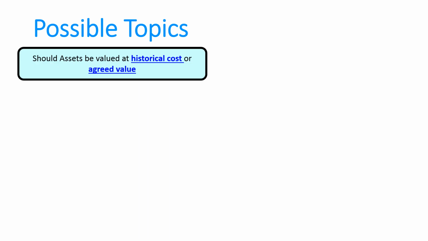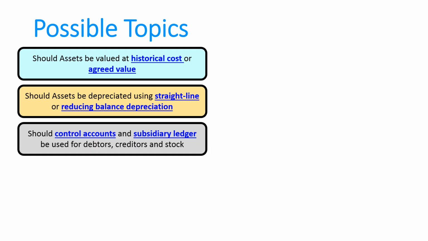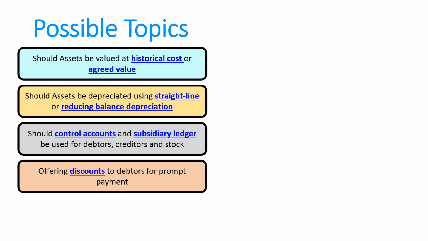Possible topics, look, there's no set list here, so I've just identified some of the more common ones. It could be to discuss whether assets should be valued at historical cost or agreed value. Should assets be depreciated using straight line or reducing balance? So we can see with those two, that could be an arguments for and against type question. What about should we use control and subsidiary accounts for debtors, creditors and stock? What are the advantages and disadvantages of offering discounts to debtors for prompt payment?